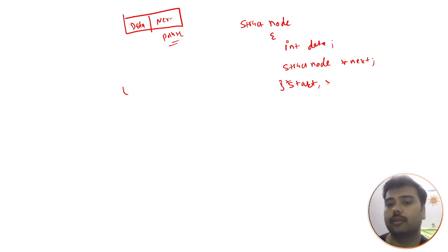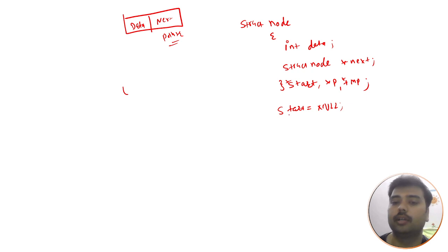You can use p for creating the node. You can use a tmp pointer, as you wish, whatever name you give the pointer. So I'd like to use these three pointers, and we also assign the start pointer as null. We assign the start pointer the value null because initially start is not pointing to any particular variable or any particular node.